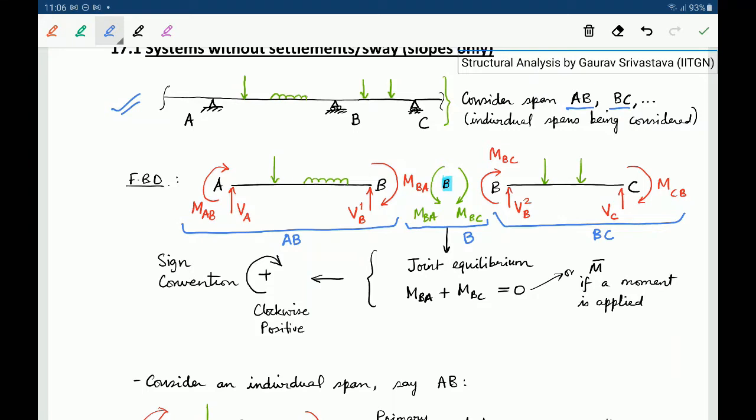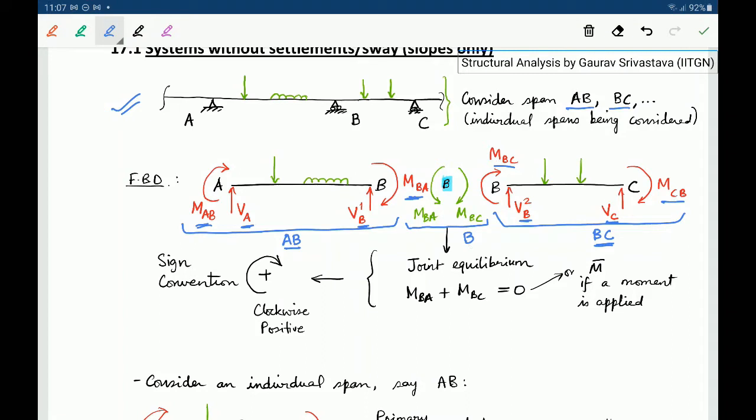If we draw the free body diagram of the member AB, we have a moment MAB, and because that is a continuous support, there will be a moment MBA which will be revealed. Then there are two support reactions, VA and VB1. So this will be the overall free body diagram of the member AB. Of course, as of now, both the moments and both the forces are unknown. Similarly, for member BC, we will have MBC and MCB, and the shear forces or support reactions VB2 and VC will show up.